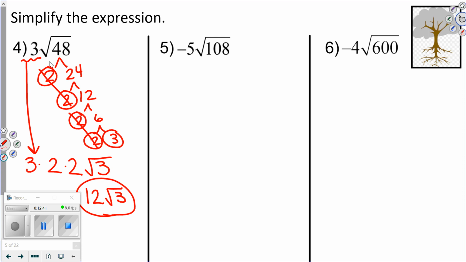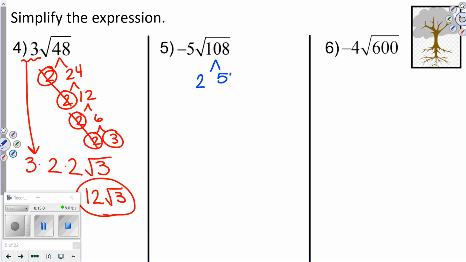What about number 5? There's a negative number. Does that matter? No, it's just the people you're meeting are very negative people, apparently. It doesn't matter. It's the same idea, same concept. So we'll do our factor tree on the 108.